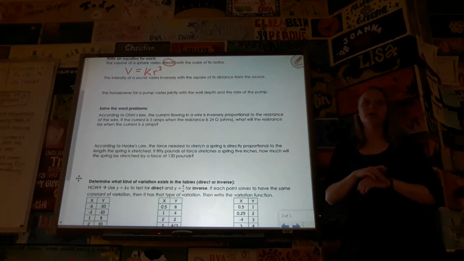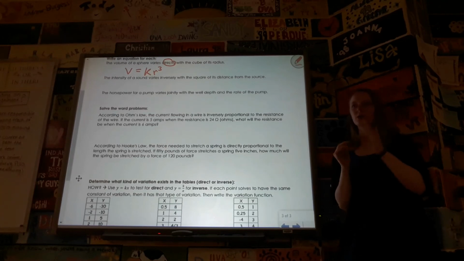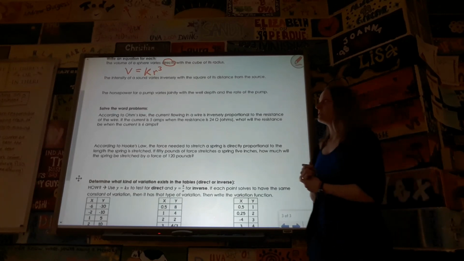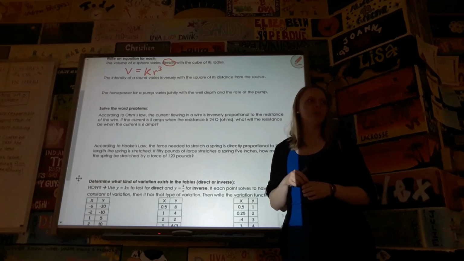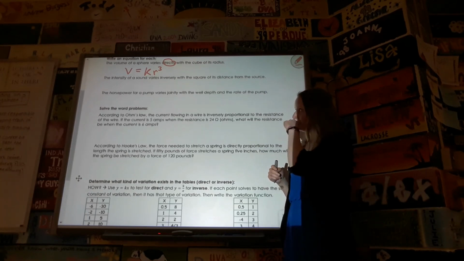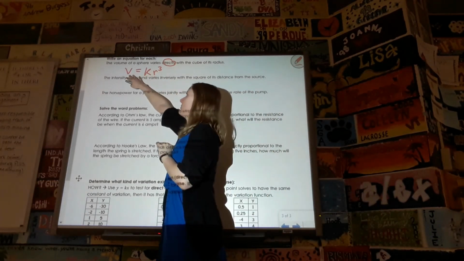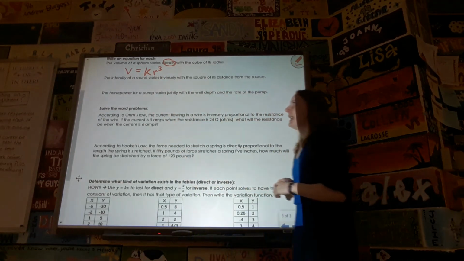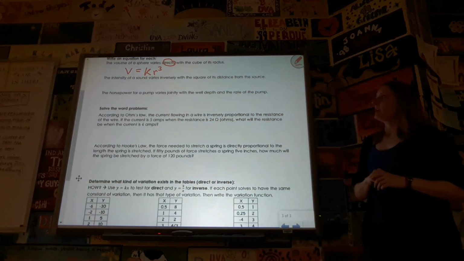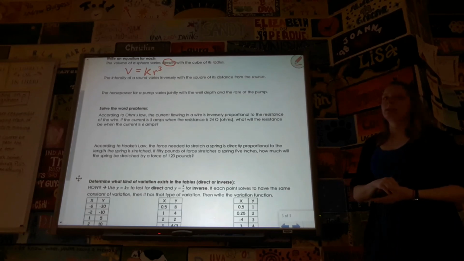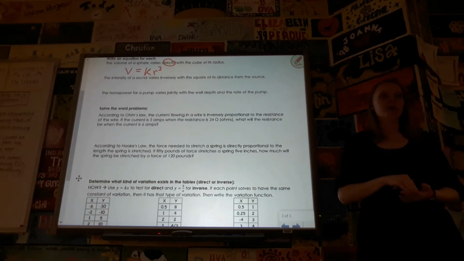So you guys will see other words like cubing or squaring or square rooting or 2 times as much or stuff like that. That's just stuff that you would add into the equation based off of the word problem. So this is our first one here. That would be a direct variation. Next one, the intensity of a sound varies inversely with the square of its distance from the source. What's our key word in there?